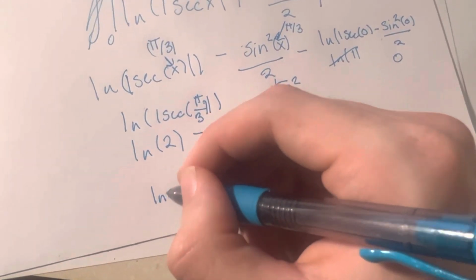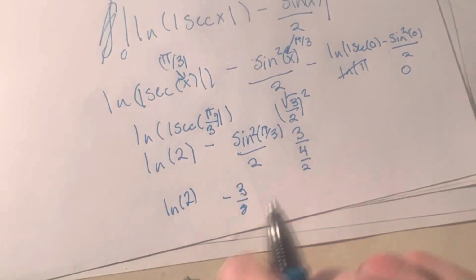And our final answer is ln of 2 minus 3 over 8, and that is our final solution.